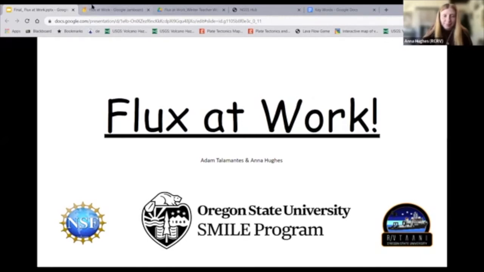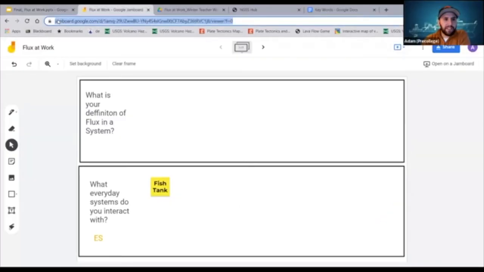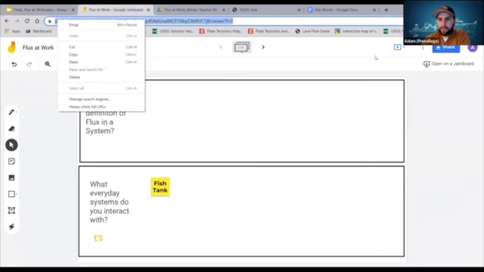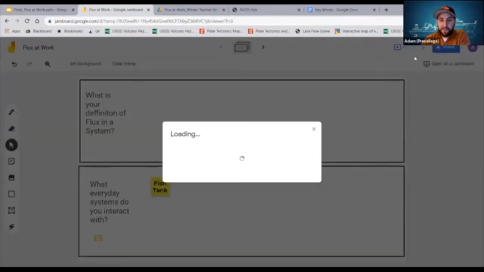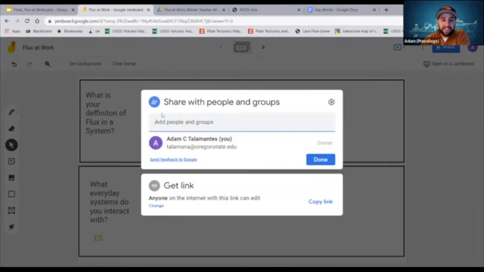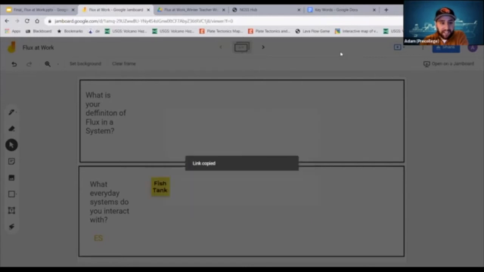Awesome. And then before we get going today, I would like to send you to this Jamboard that I can share with you. And I would like you to think about if someone asked you, what is flux in a system, you can say, I don't know, that's perfectly acceptable. Or I know when I hear this, I think of something related to a change in something. I know that's definitely what I was thinking. I'm going to copy this link and send it your way.